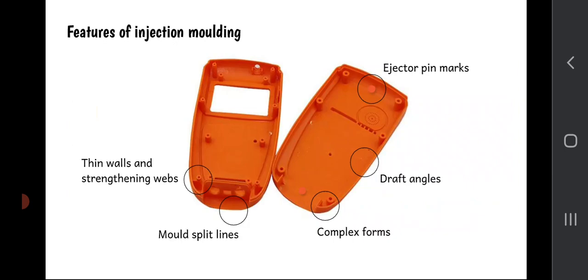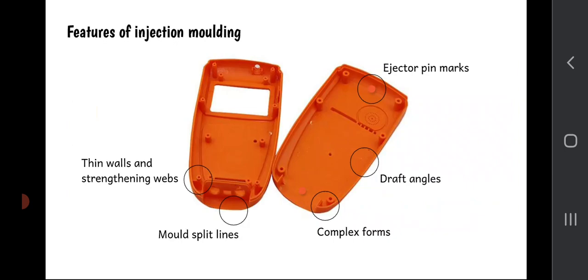Now, how can you tell that something's been injection moulded? There are several telltale signs. Just like die casting, there are little ejector pins that release the part from the mould, and they leave a little mark on the product as well. Also, like other forms of casting, we have draft angles, slightly sloping sides so that the parts are easy to remove from the mould.